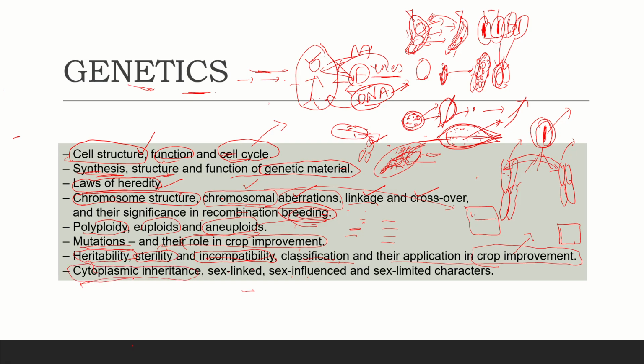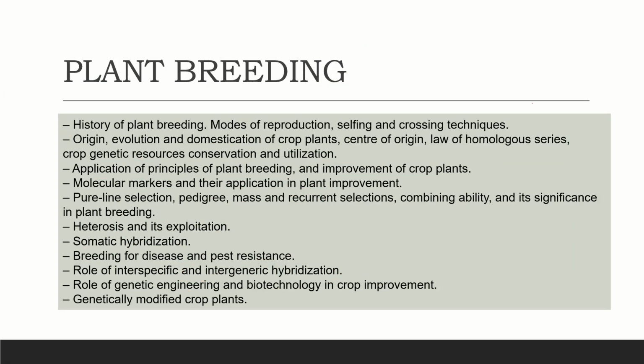Cytoplasmic inheritance. This is a common and famous term that we can see direct questions from. What is cytoplasmic inheritance? Sex linked, sex influenced and sex limited characters. Out of these three things, sometimes we can see questions too. So this is all about genetics. And after understanding this genetics, we can understand plant breeding very well. So what is meant by breeding? Producing something new. So here, what are we breeding?